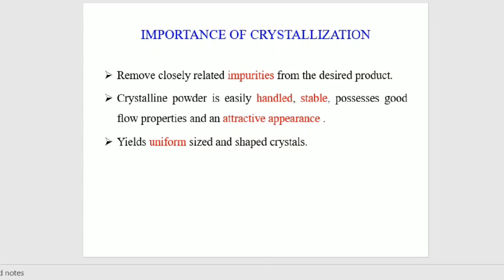Importance of crystallization. It removes closely related impurities from the desired product. Crystallization plays an important role in this step. And also, crystalline powder is easily handled, stable, possesses good flow properties and an attractive appearance. It yields uniform sized and shaped crystals. These are the major processes where crystallization plays an important role.